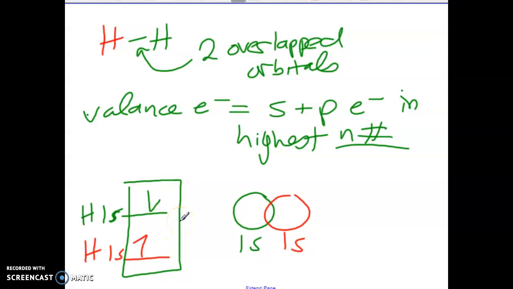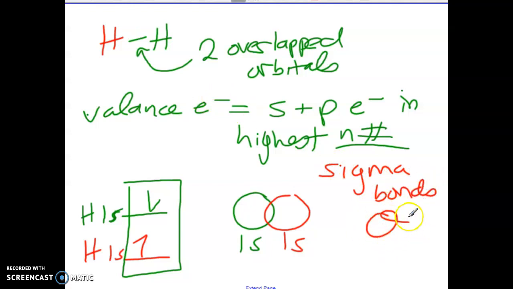Okay, so now this bond, this is a single covalent bond, right? We just have one dashed line. So single covalent bonds also go by a different name. They're called sigma bonds. And this symbol is like the sigma sign. So this overlap of orbitals is really called a sigma bond. We have one half-filled orbital overlapping with another half-filled orbital, so the electrons are now occupying the same space.